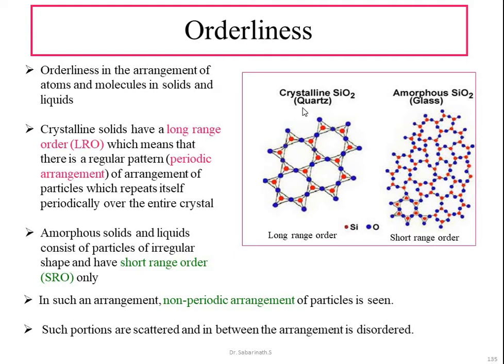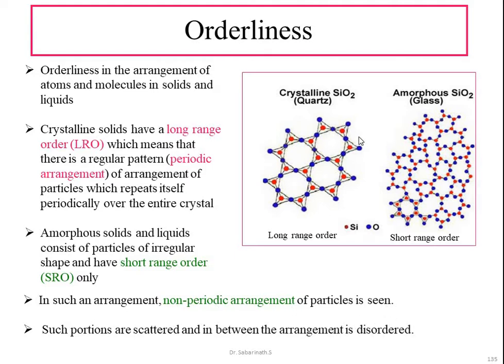Sometimes it can be crystalline, and sometimes it can be amorphous. So please have an idea of that. This silicon dioxide, you can see that it also possesses this shape, but it has a short range order and does not possess a long range order. In such an arrangement, a non-periodic arrangement of particles is seen.